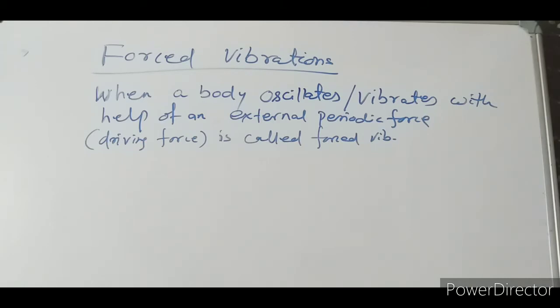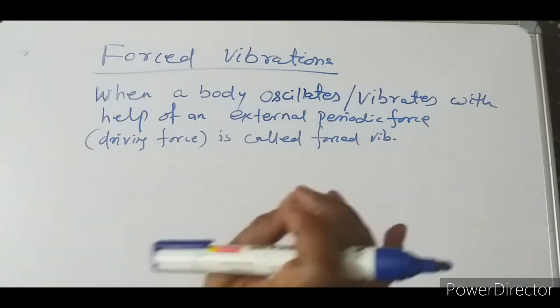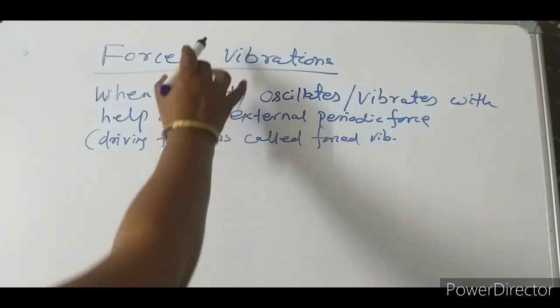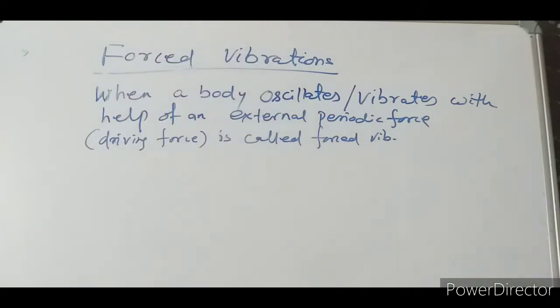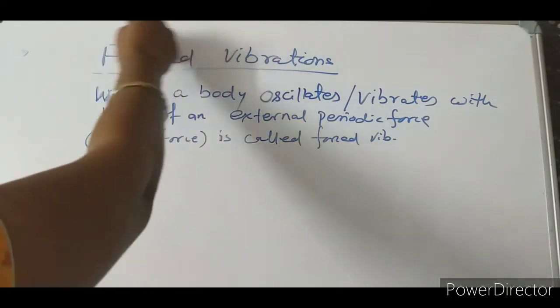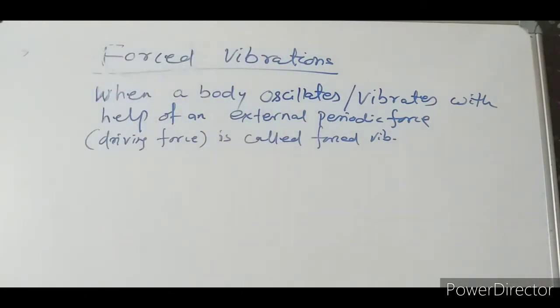In that case amplitude remains constant. After that, one is forced vibration, or damped vibration. In damped vibration, what happens? Amplitude goes on decreasing. Now comes forced vibration. The word given is forced. It means that some external force is acting on the body.